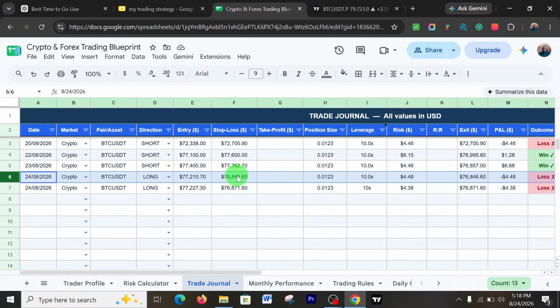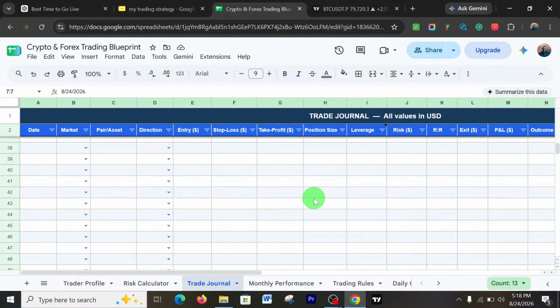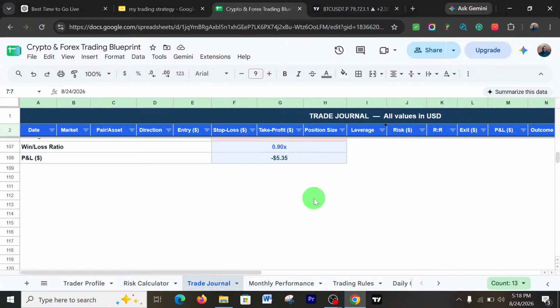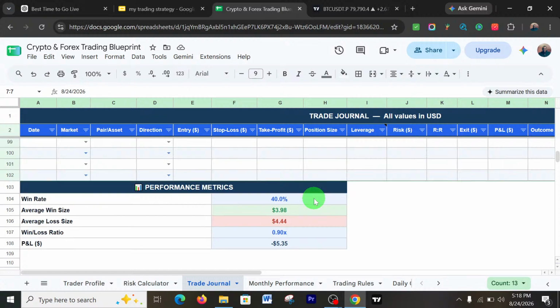So this is asset class long position 77,210.70. Stop loss was 76,846 and position size is 0.0123, and it ended as a loss, minus 4.48. The other two ended as a loss too, which is sad. We could have made a loss as high as $32 if we had just used the volume area low as our entry, which I have back tested so many times, but for some reason I just felt like, okay, POC, point of control, would be okay.